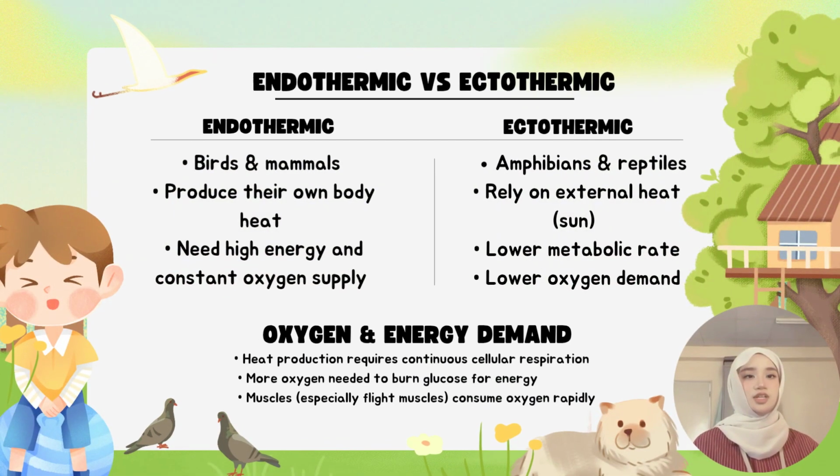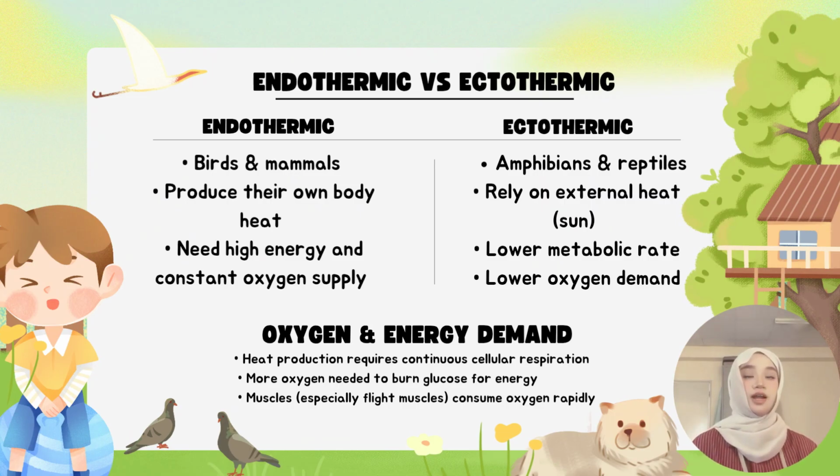First things first, we need to understand the difference between warm-blooded and cold-blooded animals. Birds are warm-blooded, meaning they make their own body heat. To keep their body temperature stable, their cells are constantly burning glucose for energy, and to do that, they need a lot of oxygen all the time.